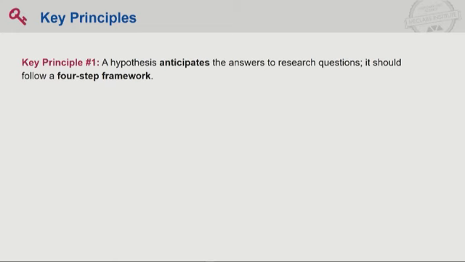3 things we've learned from running 20,000 experiments. First one is this. A hypothesis anticipates the answers to research questions. And most importantly, it should follow a 4-step framework.